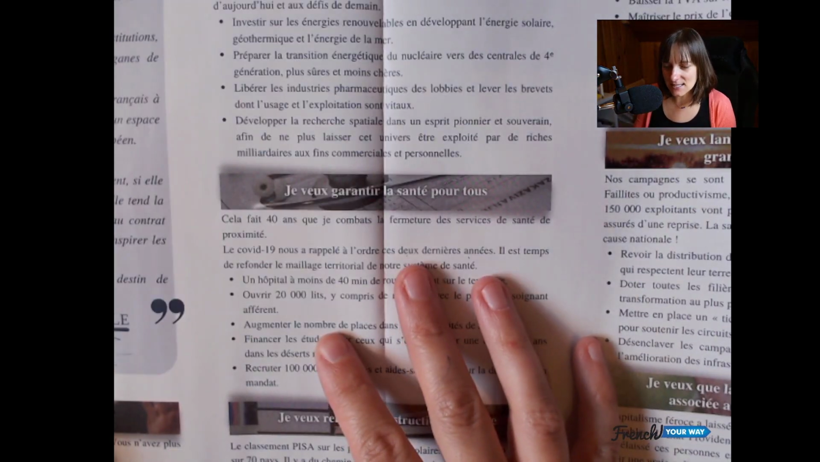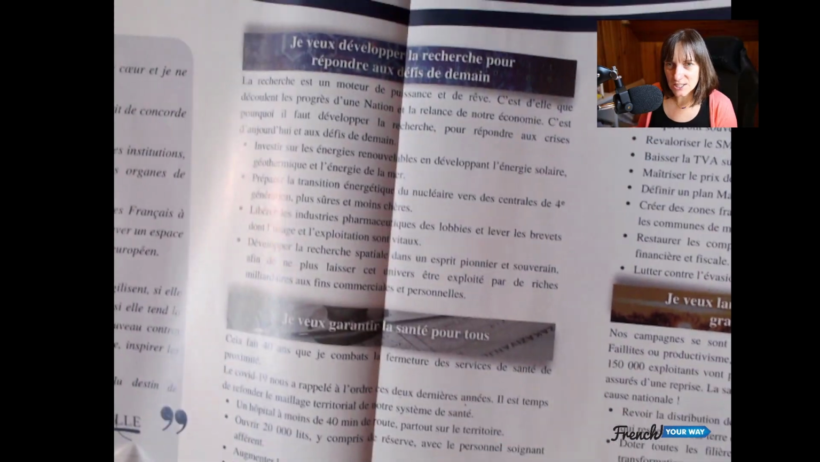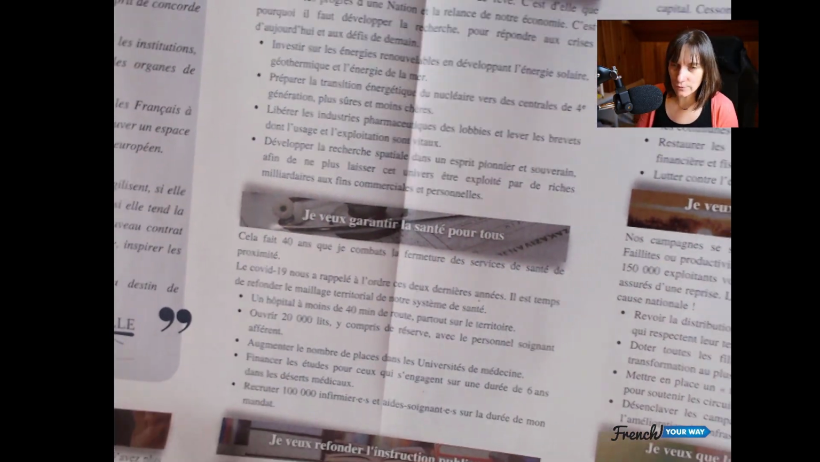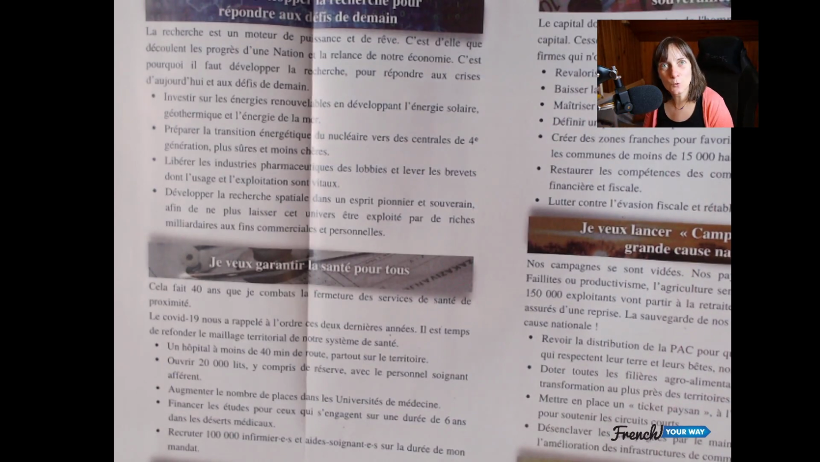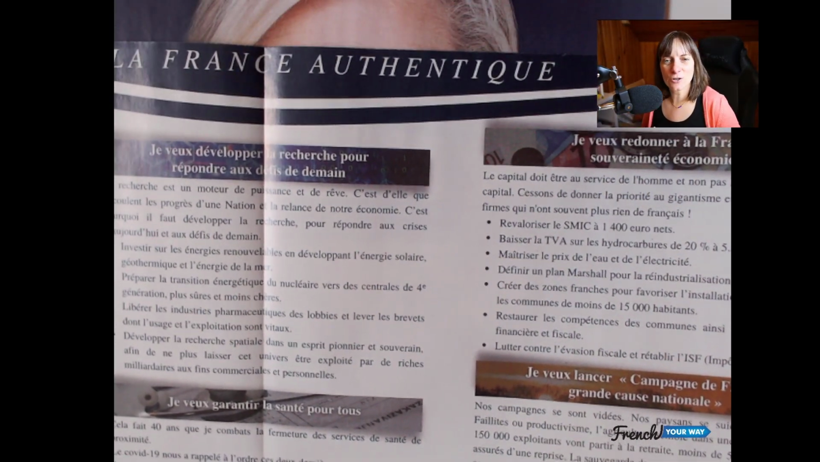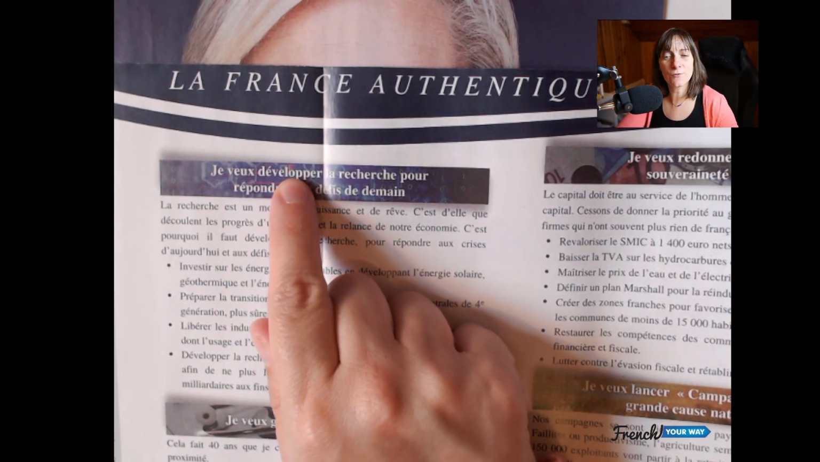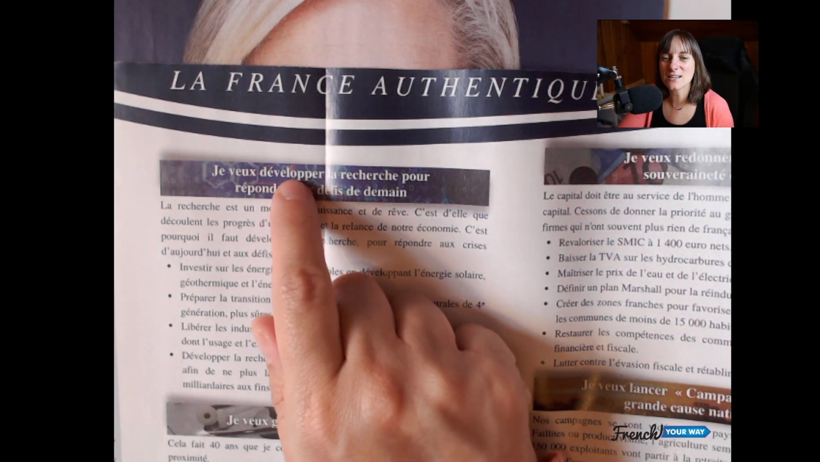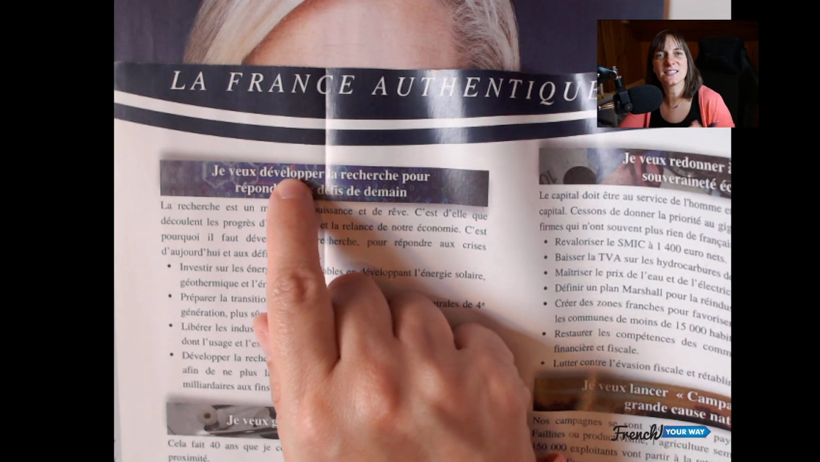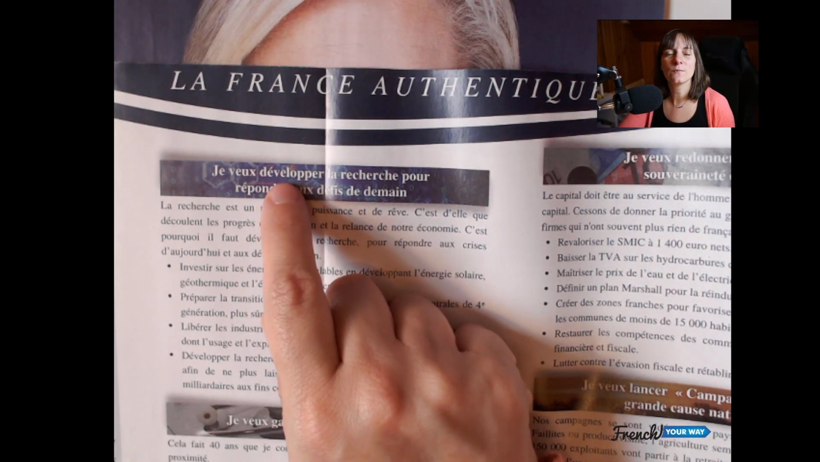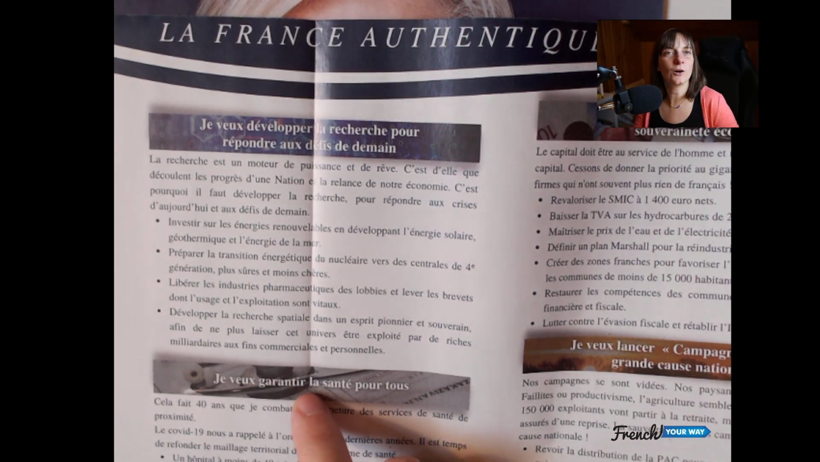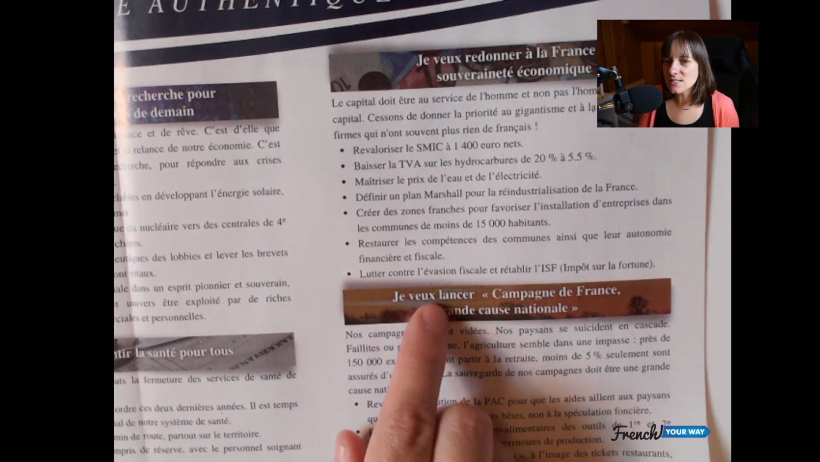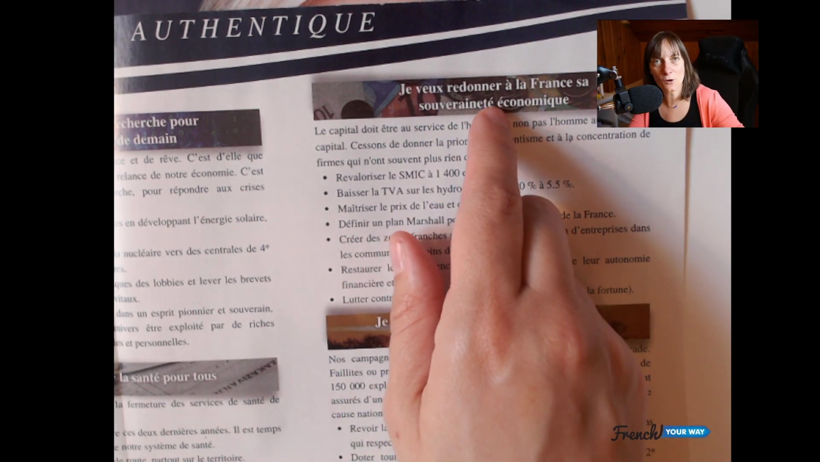And now, Jean Lassalle. Alors, Jean Lassalle, his program has a lot of repetition. Again, here, je veux, je veux, je veux. So all the things that he wants to do. And it's very interesting, the structure of the sentence, because the second verb, je veux développer. The second verb, you have already learned, I think, if you have basic French, that when there are 2 verbs, the second one is in the infinitive. So that's what you can find here. Je veux développer. Je veux garantir. Je veux lancer, je veux redonner à la France, d'accord? Infinitif.